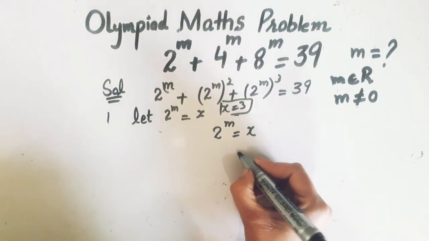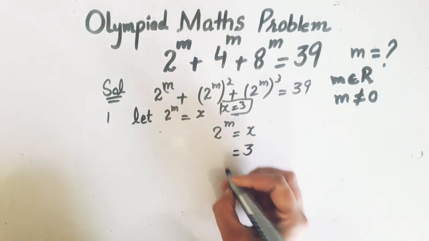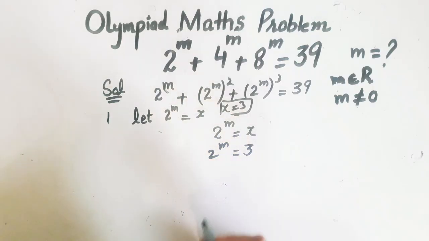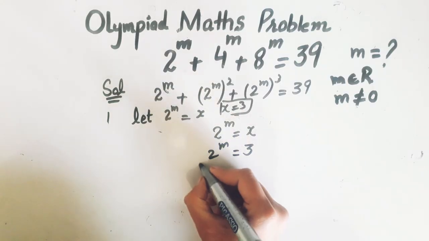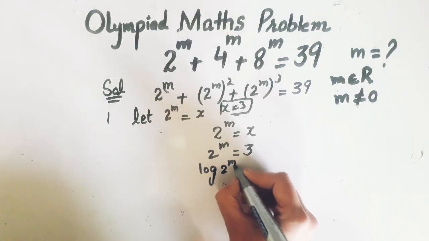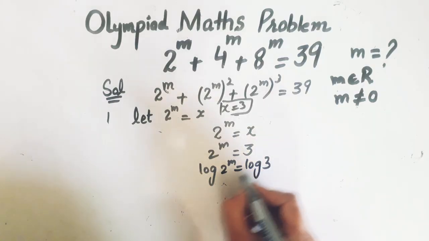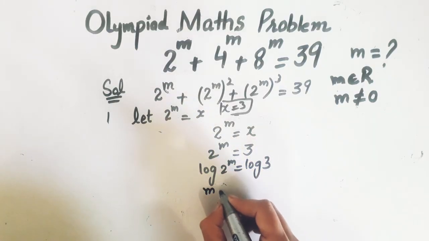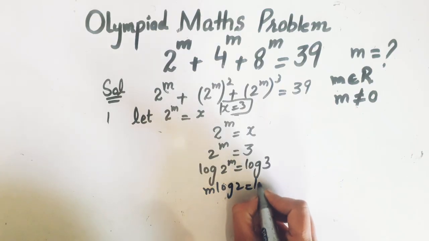Now we substitute the value of x, that is 3. So 3 equals 2 raised to power m. Now you have to find the value of m, so take log on both sides. By taking log on both sides, log of 2 raised to power m equals log of 3. So power comes to the start, and we have m log of 2 equals log 3.